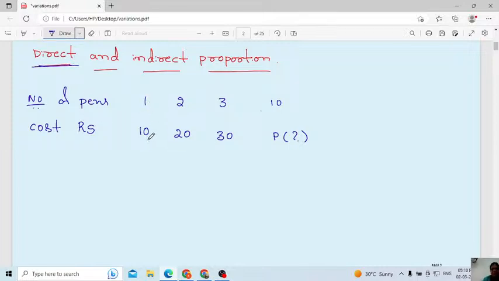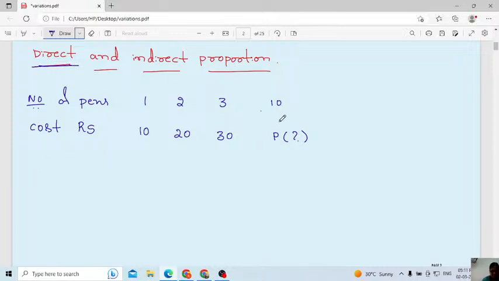When you observe this, the ratio will be constant. 1 by 10; 2 by 20, cancel, 2 ones are 2, 2 tens are 20, again you will get 1 by 10. 3 ones are 3, 3 tens are 30, again you will get 1 by 10. In the case of a direct proportion, the ratio will be constant.